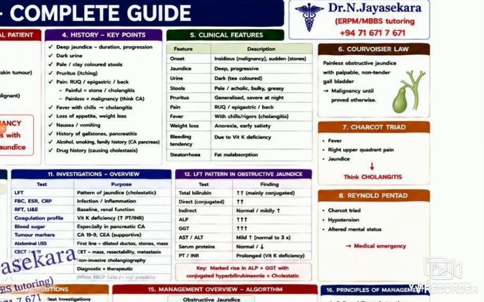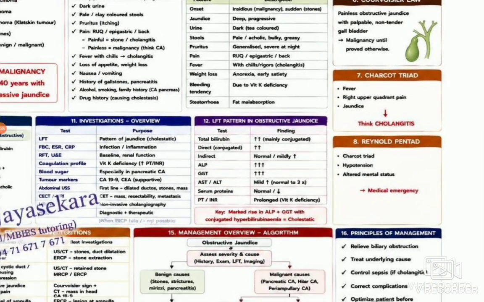Then Charcot's triad and Reynolds pentad. This is a very high-yield exam area. Charcot's triad: when bile becomes stagnant, bacteria can ascend from the intestine into the biliary tree. This causes ascending cholangitis. The patient develops fever, right upper quadrant pain, and jaundice. So this is Charcot's triad. In Reynolds pentad, if the infection becomes severe, the toxins enter the bloodstream causing septic shock. Then patients develop hypotension, altered mental status, and this becomes Reynolds pentad. This is a surgical emergency.